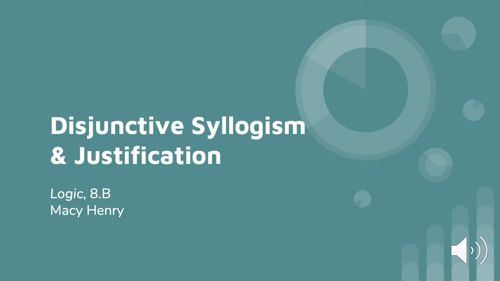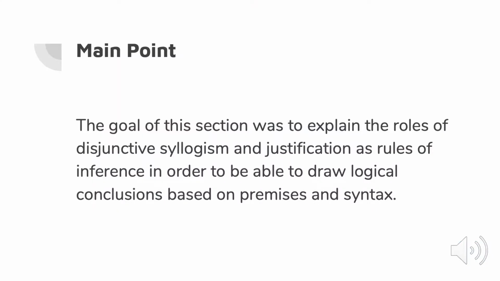This can be found in our textbook in Chapter 8, Section B. So, the main point of this section was to explain the roles of disjunctive syllogism and justification. These are two separate things, but both are rules of inference, and they are important because they help us draw logical conclusions based on premises and syntax.